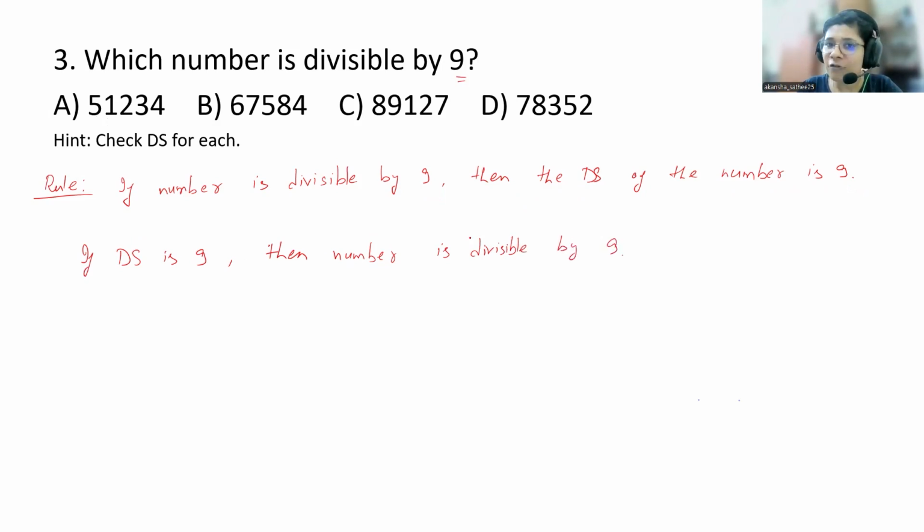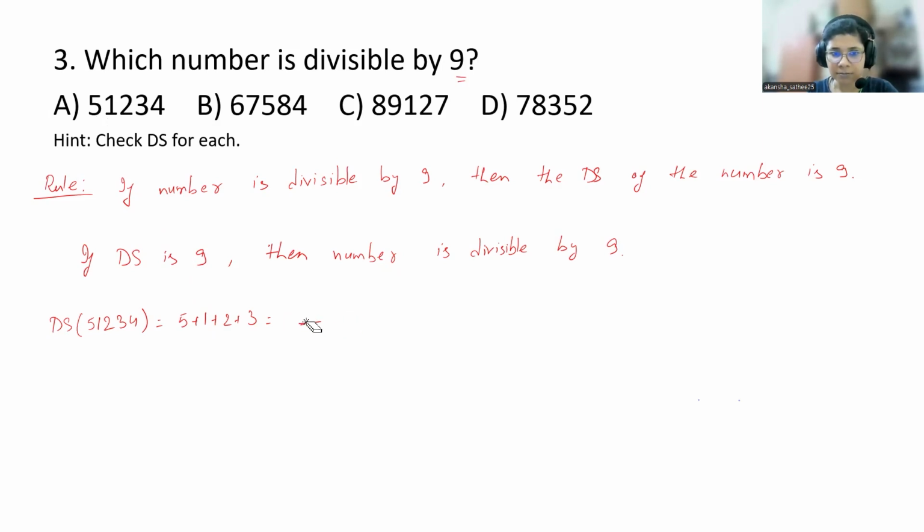So what is easier for you? Computing digit sum or dividing all these numbers by 9? For me personally, adding digits is much more convenient and easy. So let's start with the first one. So digit sum of A, that is 5, 1, 2, 3, 4. So it is 5 plus 1 plus 2 plus 3. 5 plus 1 is 6. 6 plus 2 is 8. 8 plus 3 is 11. Digit sum of 11 is 1 plus 1.